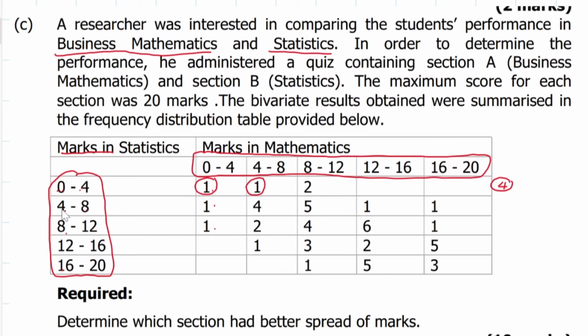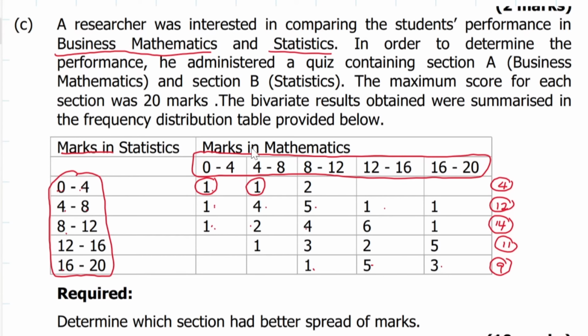Those who got between 4 to 8 marks in statistics, we have 4 plus 1, 5, that is 10, 11, 12. There are 12 people here. Those who got between 8 to 12 in statistics, we have 6 plus 4 is 10, 12, 13, 14 people. Then those who got between 12 to 16, 3, 4, 6, that's 11 people. Then those who got 16 to 20 marks are 9 people, that is 5 plus 3, 8 plus 1, 9. That is as far as statistics marks are concerned.